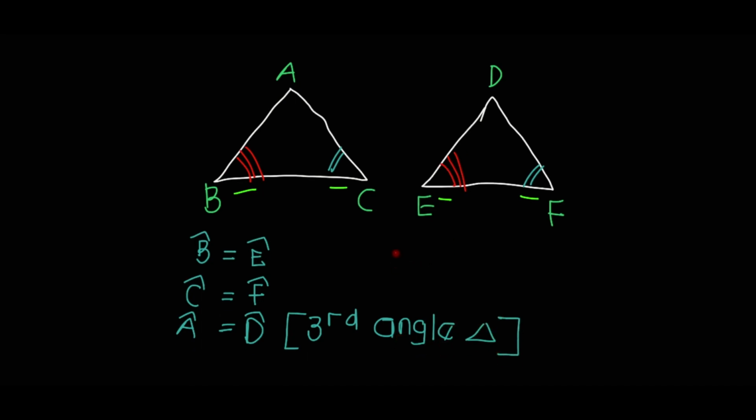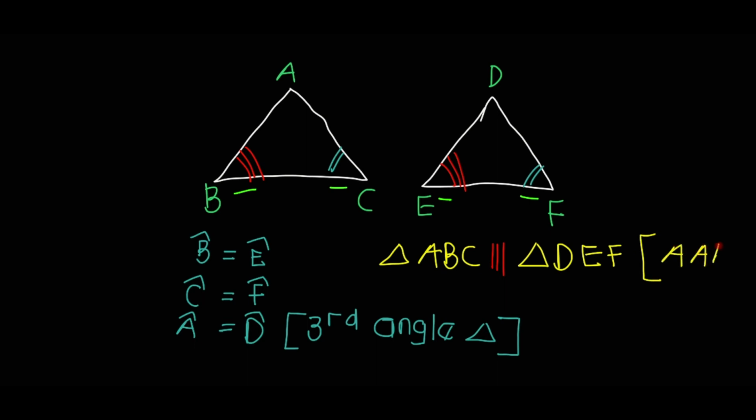And then from here we'll conclude our triangle ABC is similar to triangle DEF. Got this condition here, AAA. So this is your final answer, and then that's it for this condition.